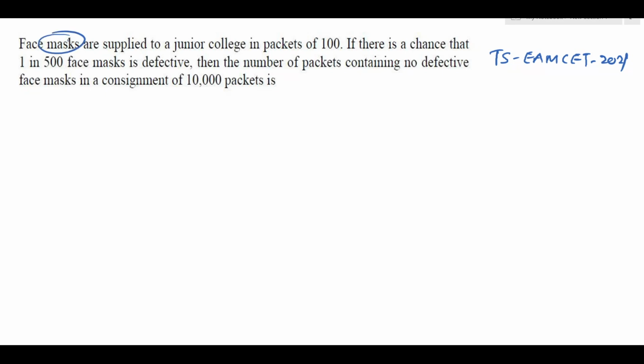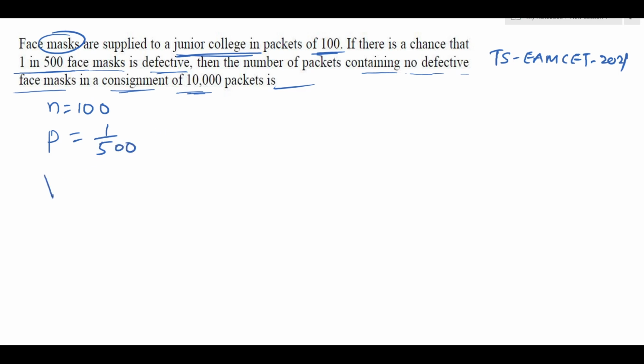Face masks are supplied to a junior college in a packet of 100. If there is a chance that 1 in 500 face masks is defective, then the number of packets containing no defective face masks in a consignment of 10,000 packets is dash. Here it is given n is equal to 100, the number of face masks in a packet. p is the probability of a defective mask, that is 1 by 500.